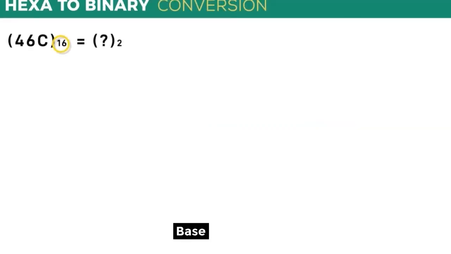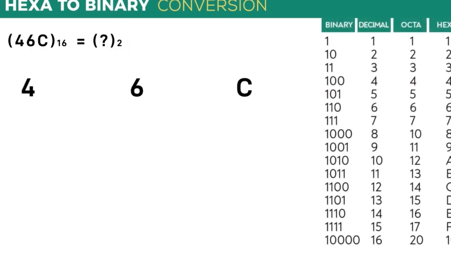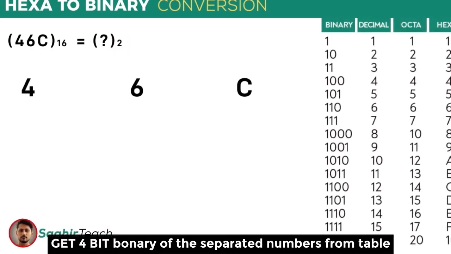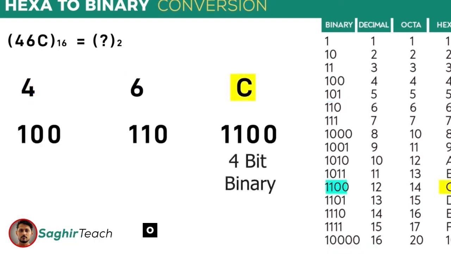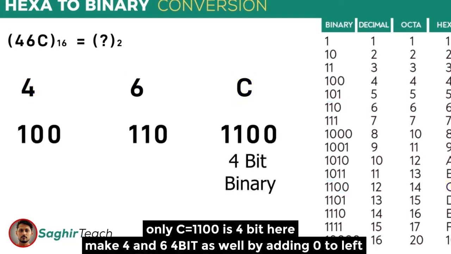Now we will convert 46C hexa to a binary number. The first step will be to separate the numbers. We will again keep a chart in front of us. We need to find out the binary equivalent of the numbers individually given, 4, 6 and C. We can get help from the table. 100, 110, 1100. They are the binary equivalents of the given hexa numbers.